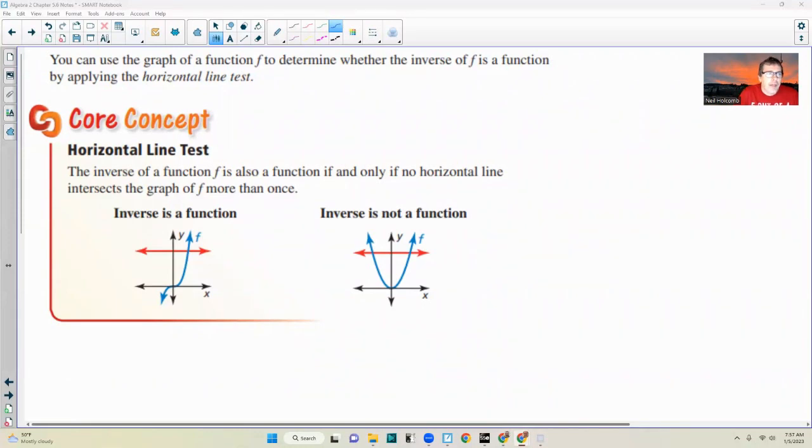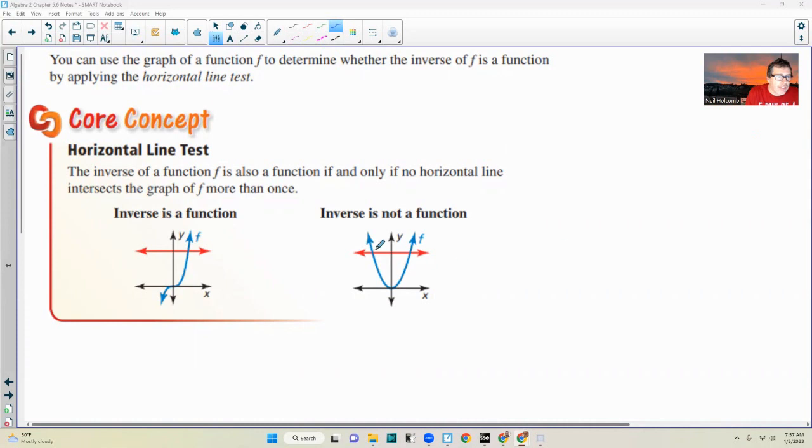Okay, you can use the graph of a function f to determine whether the inverse of f is a function by applying the horizontal line test. So I just mentioned that. So the core concept here is the horizontal line test. The inverse of a function f is also a function if and only if no horizontal line intersects the graph of f more than once.